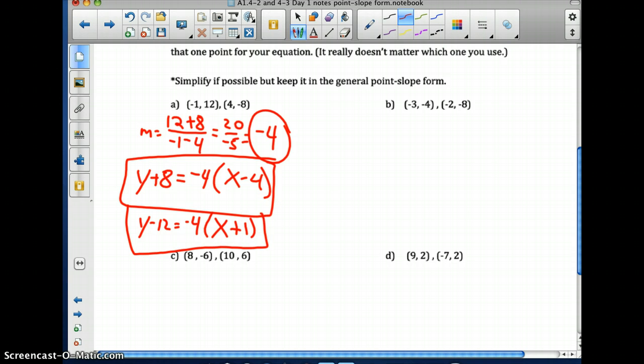Guys, those two don't look anything alike, do they? But I guarantee that if you solve them for y and distribute the -4, they're the same. Right now the directions say keep it in the general point slope form. Either answer is correct. Try the next one. Go.